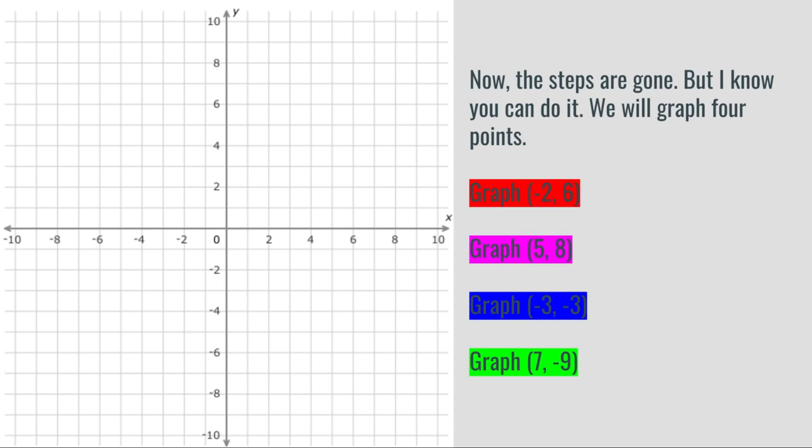Now the steps are gone, but I know you can do it. Let's graph 4 points together. Take a second and graph (-2, 6). Think about the quadrant that it's in. How many do you move left or right and up and down? Perfect. So (-2, 6) is in the second quadrant, and it is the red dot.